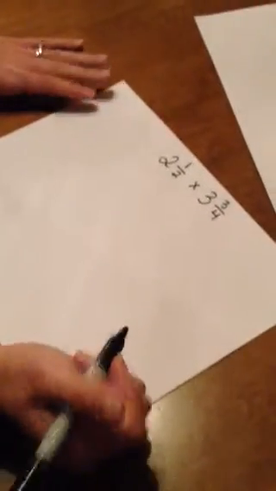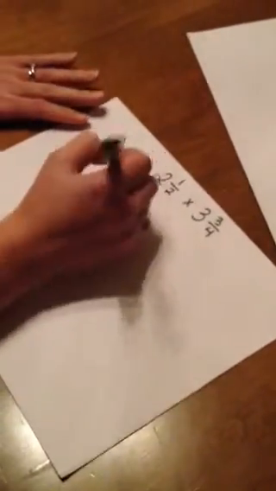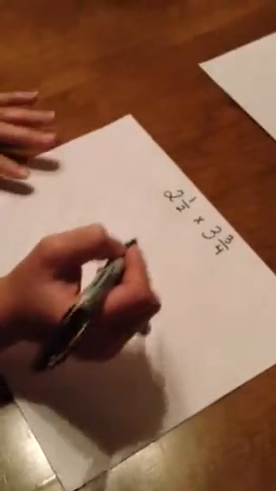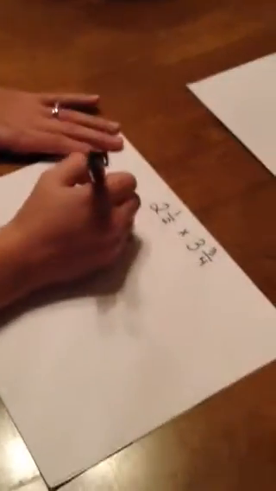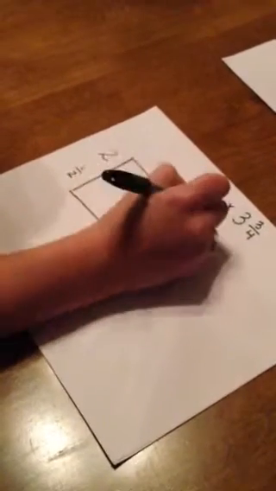All right, so we are going to do the area model for multiplying mixed numbers. We're going to multiply 2 1/2 times 3 3/4. I'm going to draw my rectangle just like I do for any area model. And because multiplication is commutative, it doesn't matter which side we put the 2 1/2 and which side we put the 3 3/4. So I'm going to use my 2 1/2 over here and my 3 3/4 over here.